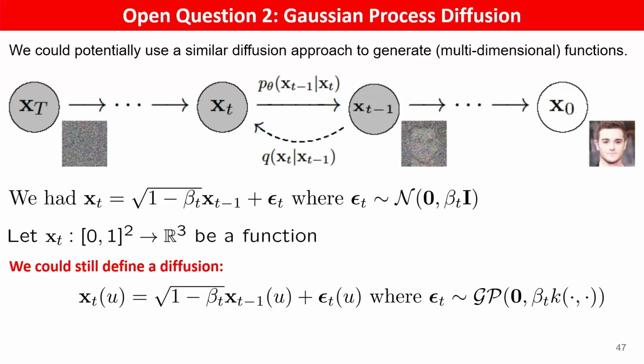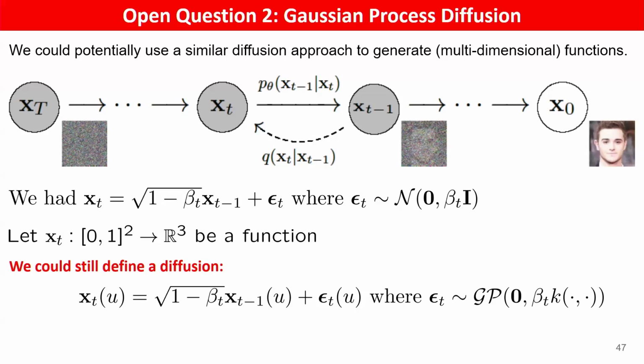One way is that you could replace this finite dimensional Gaussian noise with a Gaussian process. And then xt would be a function instead of a vector. So xt at location u would be the previous xt minus 1 at location u plus a Gaussian process noise. And the goal is just to reverse this thing.